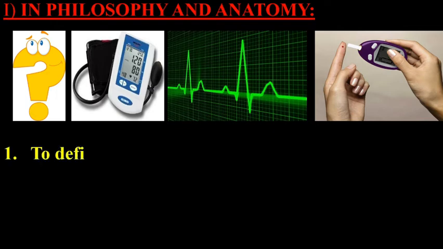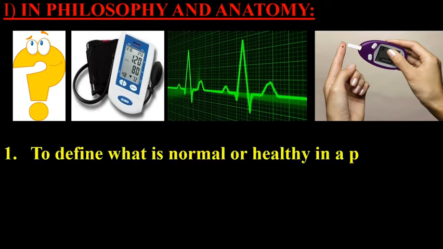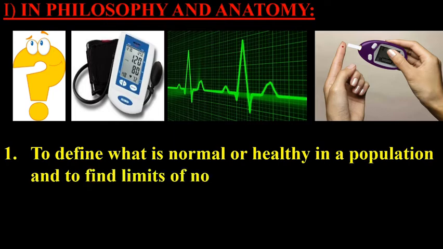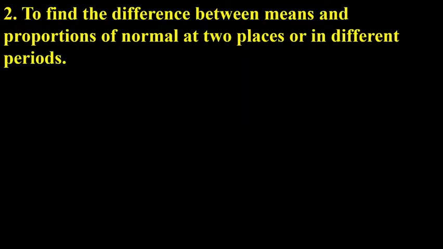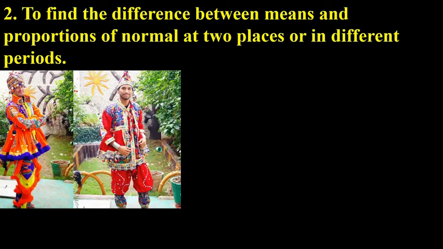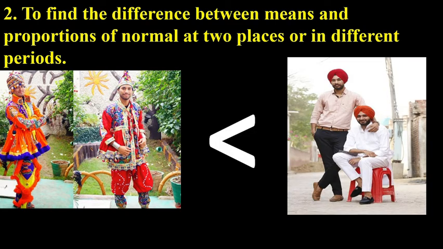So the first use is to define what is normal or healthy in a population and to find limits of normality in variables such as weight and pulse rate. Secondly, to find the difference between means and proportions of normal at two places or in different periods. For example, by using biostatistics, we found out that the mean height of boys in Gujarat is less than the mean height of boys in Punjab. After knowing this, we can further investigate what are the factors resulting in it. Maybe nutritional differences or something else.